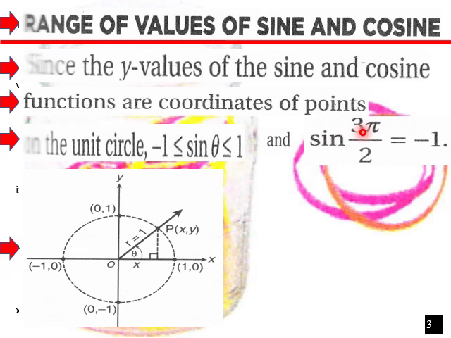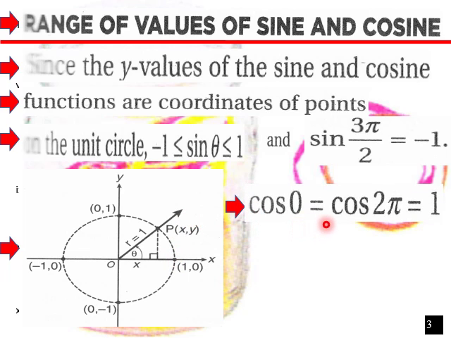And sine 3 pi over 2 would equal -1. So the sine of 3 pi over 2 would be down here, and would equal -1. That'd be your y value. This would be your pi over 2. This is pi, then this is 3 pi over 2. So on the unit circle, -1 is less than or equal to sine theta, and sine theta is less than or equal to 1, which would be over here.